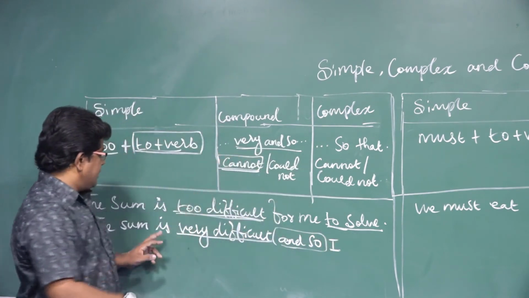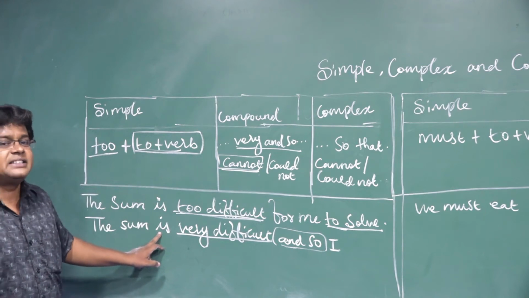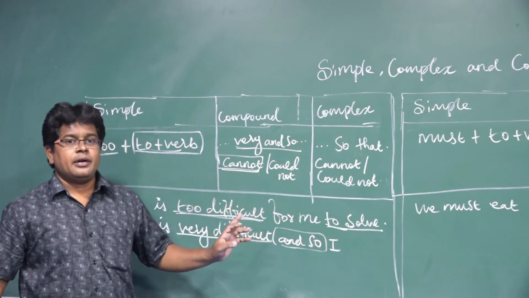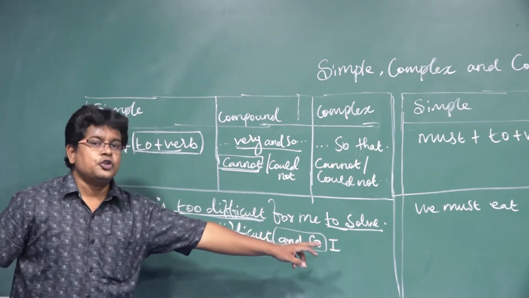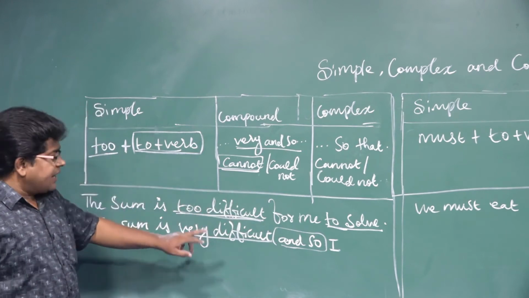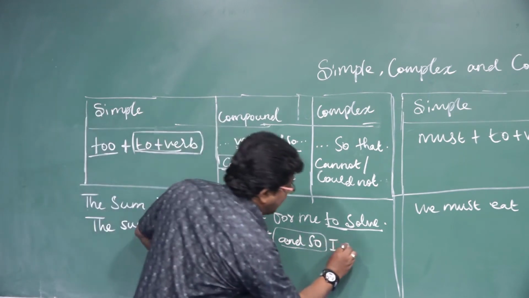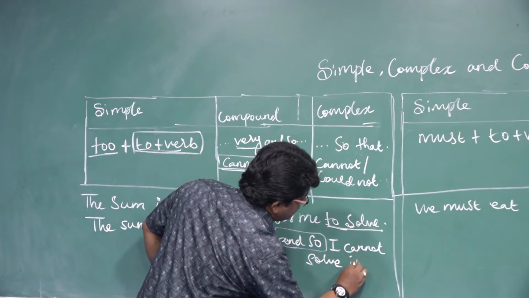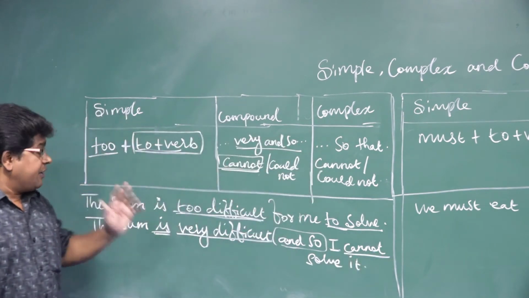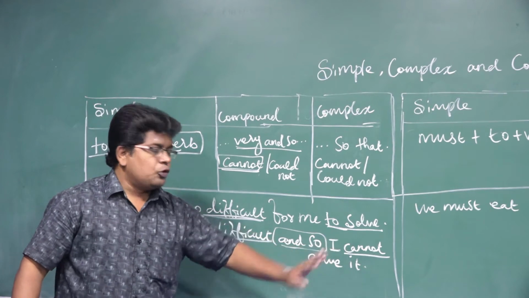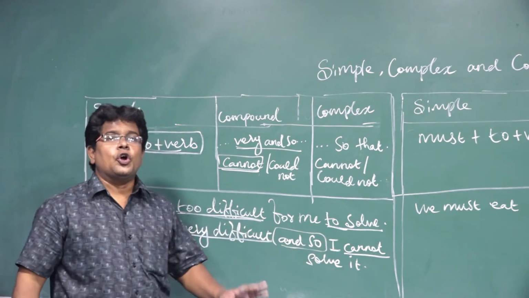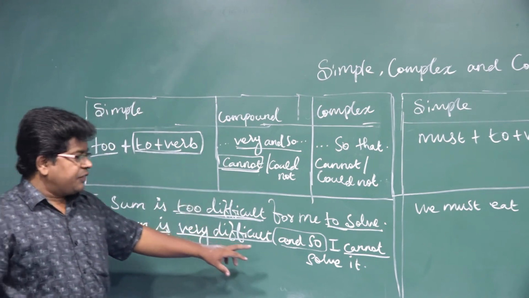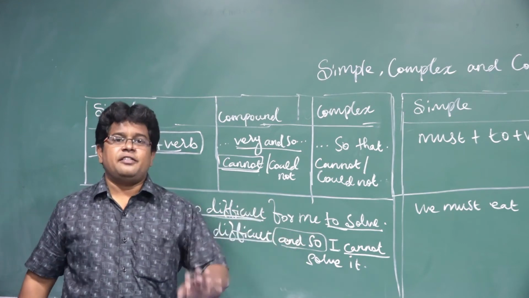I told you, "cannot". Here, what verb is there? "Is" is there. "Is" is a present verb, a be verb in the present. So we can use "cannot". If they are giving "was", here we can use "could not". So the sum is very difficult and so I cannot solve it. Here we have to use only "cannot". If they are giving "was", then "and so I could not solve it", and we can use "could not". So without changing the sense, we have changed the sentence: the sum is very difficult and so I cannot solve it.